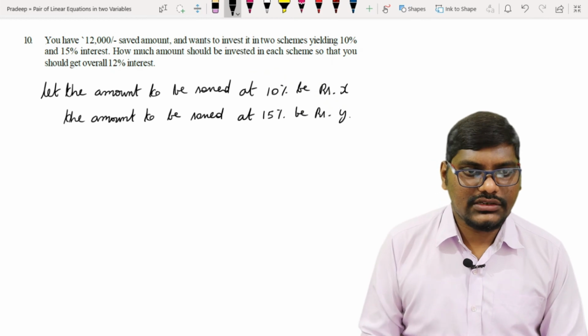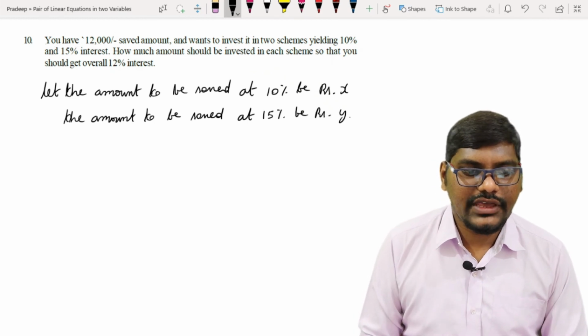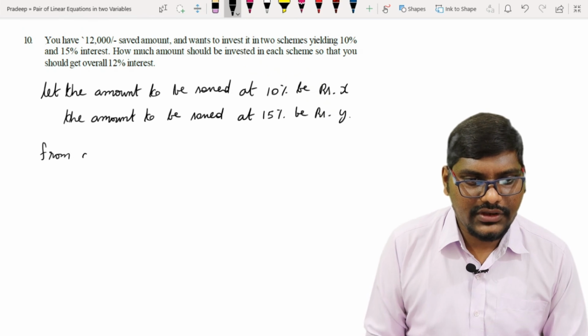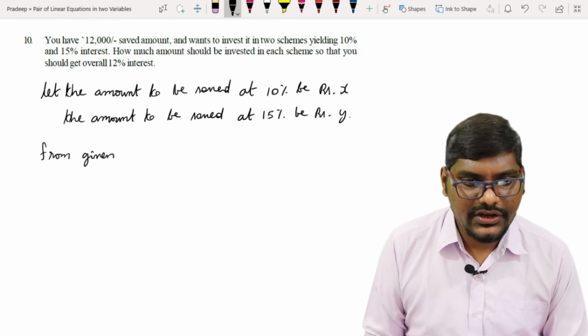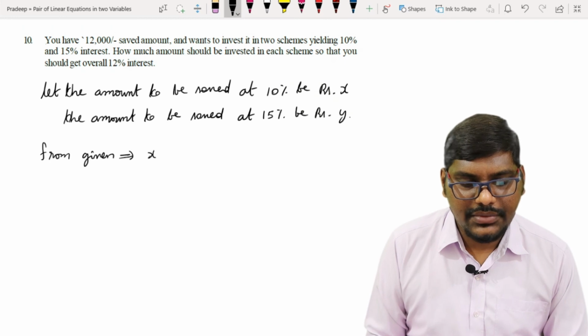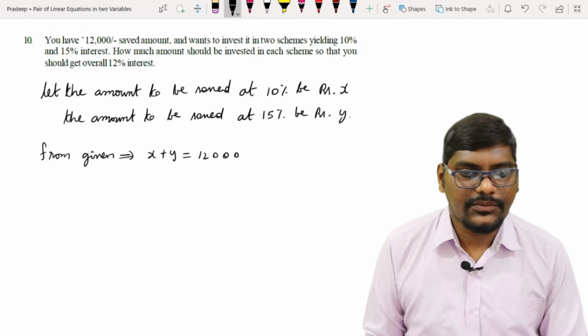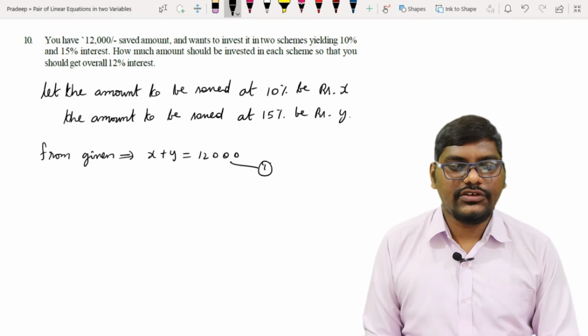Okay, so the total they are giving is 12,000. From the given information, we can write x plus y equal to 12,000. Let's say this is the first equation.